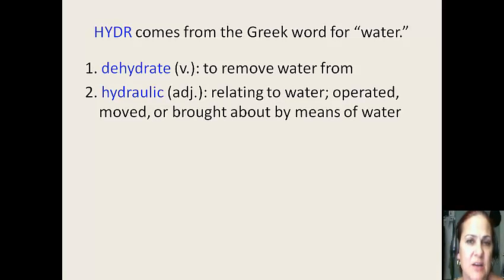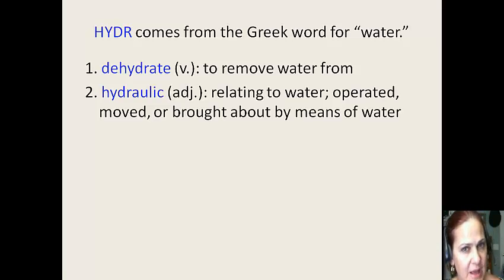The second one is hydraulics, which is relating to water, and it's operated, moved, or brought about by means of water. And probably maybe the most familiar way you've heard hydraulics is related to the brake systems for modern cars or pickups or trucks or semis, where you talk about hydraulic brakes. And it's the brake fluid within the braking system that creates that power, so when you step on the brake in the car, it slows down. But that's because the water is creating pressure within there that makes those brakes work correctly.